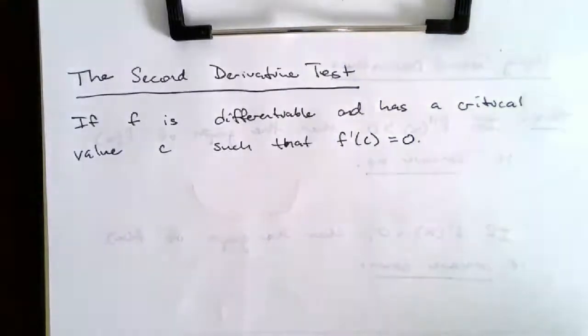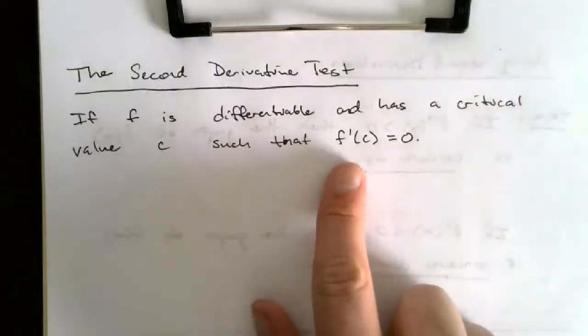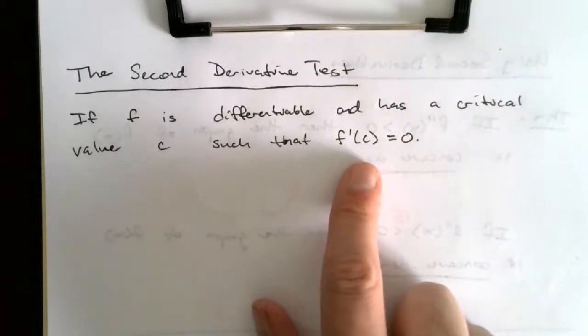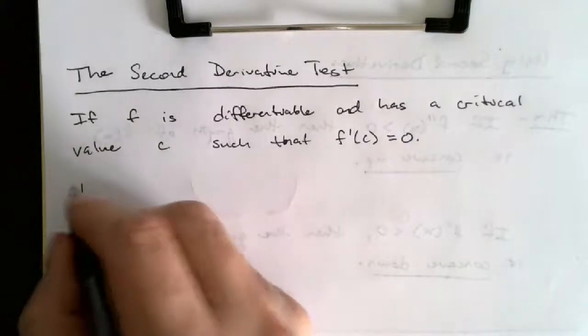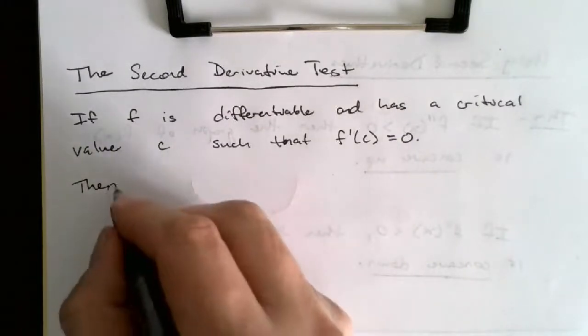So we previously talked about critical values in the last video on the first derivative, but remember critical values occurred when either the first derivative equaled 0 or the first derivative did not exist. In this case, we're saying suppose you have a critical value that you found in a way that it was when the first derivative was equal to 0. Then from there you can make some assumptions from using the second derivative and plugging in that point.